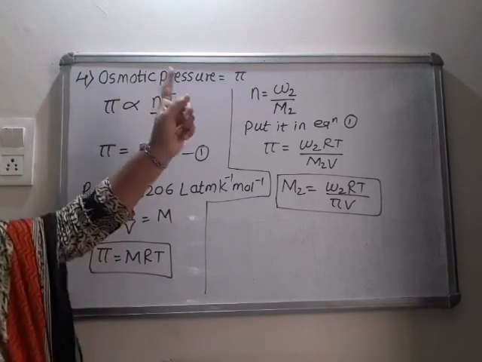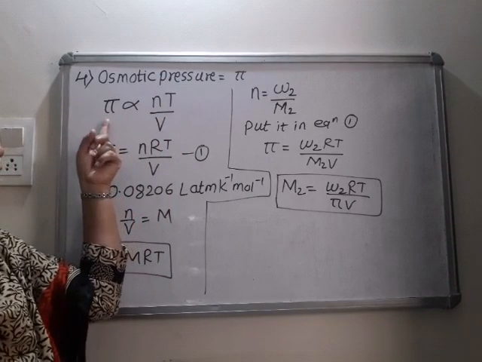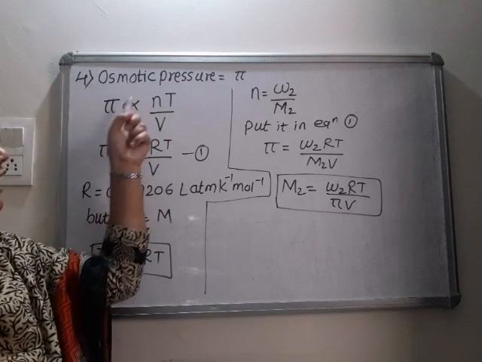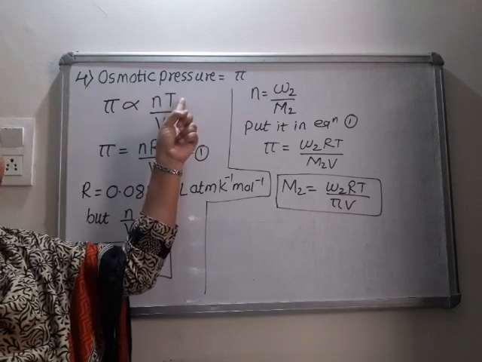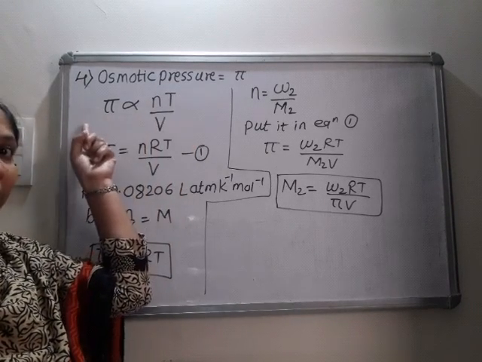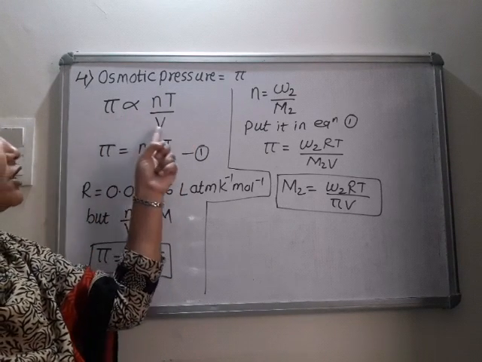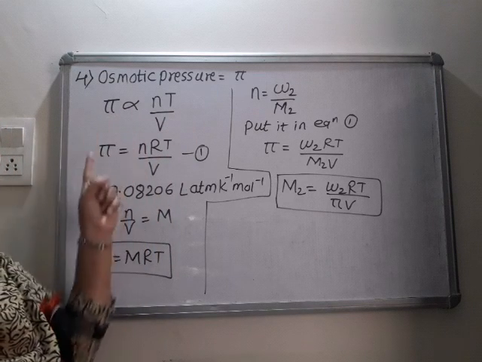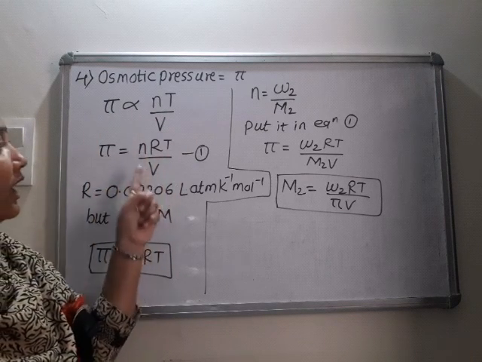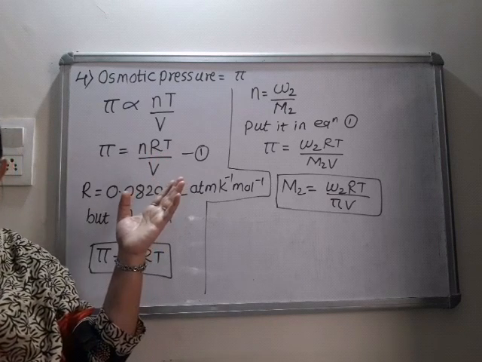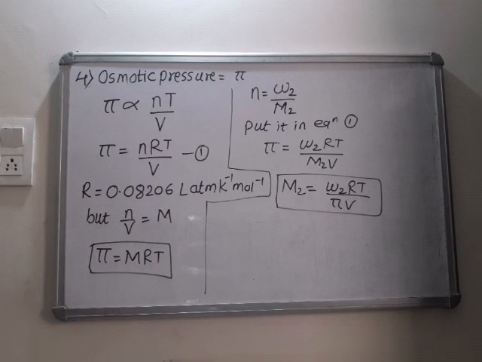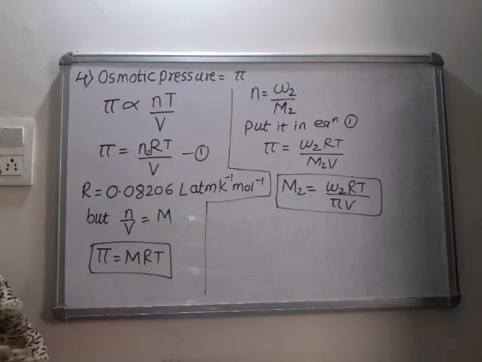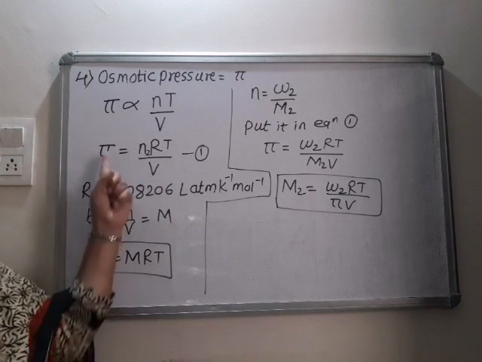So what is it? Osmotic pressure, pi, is directly proportional to number of moles. Pi is directly proportional to temperature. If temperature increases, osmotic pressure increases. And it is inversely proportional to the volume of the solution. So remove this proportional sign, we get pi is equal to nRT upon V. n, or we can say n2. What is given in your textbook? It is n2RT. Okay, better to use n2. n2, 2 for solute. So n2RT.